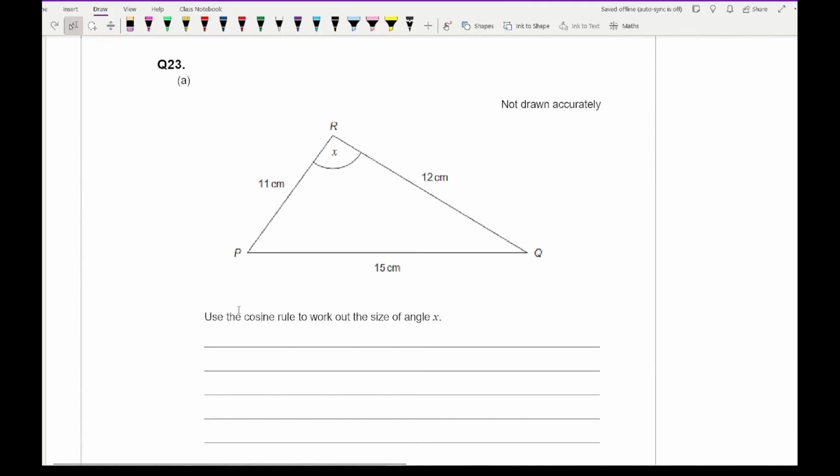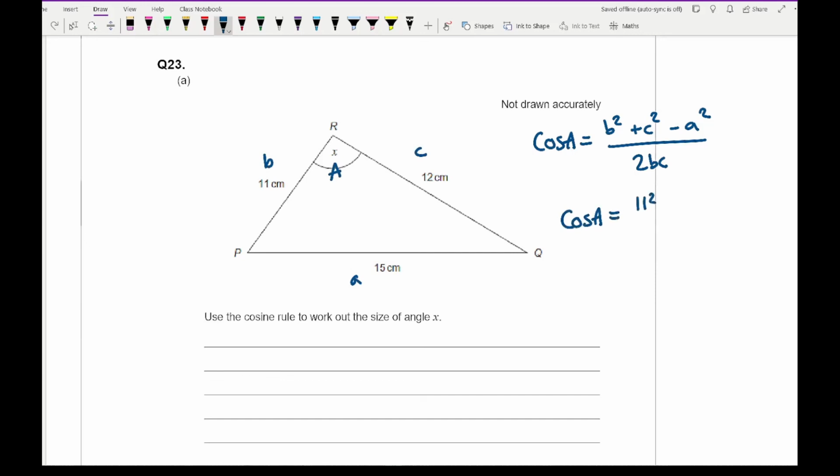Moving on to question 23. It says use the cosine rule to work out the size of angle x. I'm going to be using cos A equals b squared plus c squared minus a squared, all over 2bc. The good thing to remember is that these are all on the formula sheet for your 2022 exam. Substituting numbers in, this is little a, this is b, and this is c.